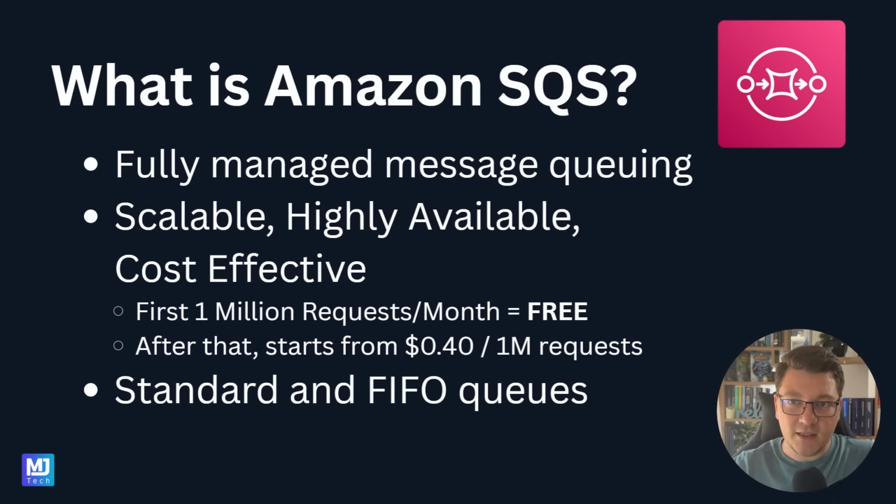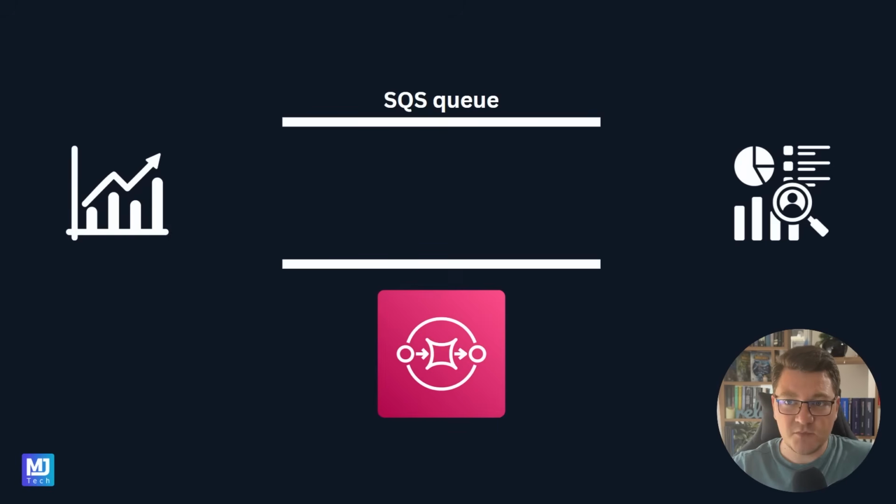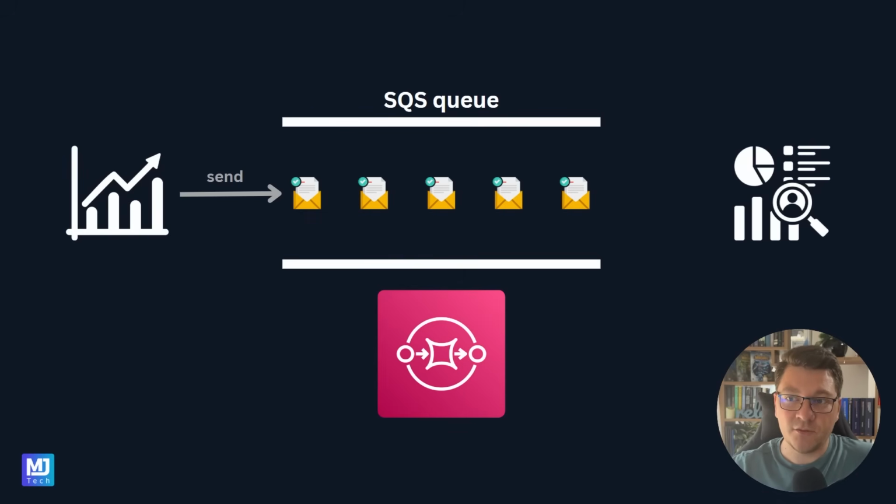Now, let me explain how you might use an SQS queue inside of your application and some core concepts that you should understand. So let's say we have two applications, and we want to implement communication between them in an asynchronous fashion. So we can create an SQS queue that we can use to send messages between these two applications. Let's say our first application sends a couple of messages, and they're going to be persisted inside of the queue until the other application consumes them.